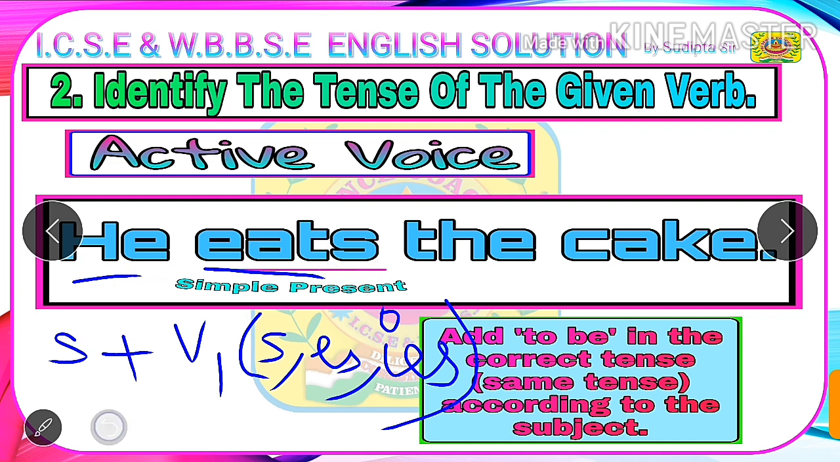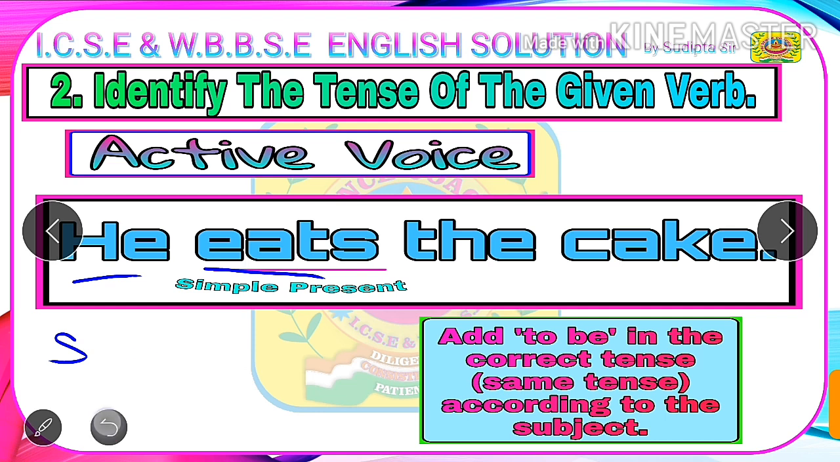Now, our next job is to use the to be form of the tense that is given in active voice. As in active voice our tense is simple present, therefore we have to use the to be form in the passive voice, which will also be in simple present. Students, you need to know the to be form of simple present. The to be forms of simple present are is, am, and are, which we have to use according to the new subject. As in passive voice, our new subject will be the object of the active voice. So according to it, we have to use is, am, or are here because our tense is simple present.